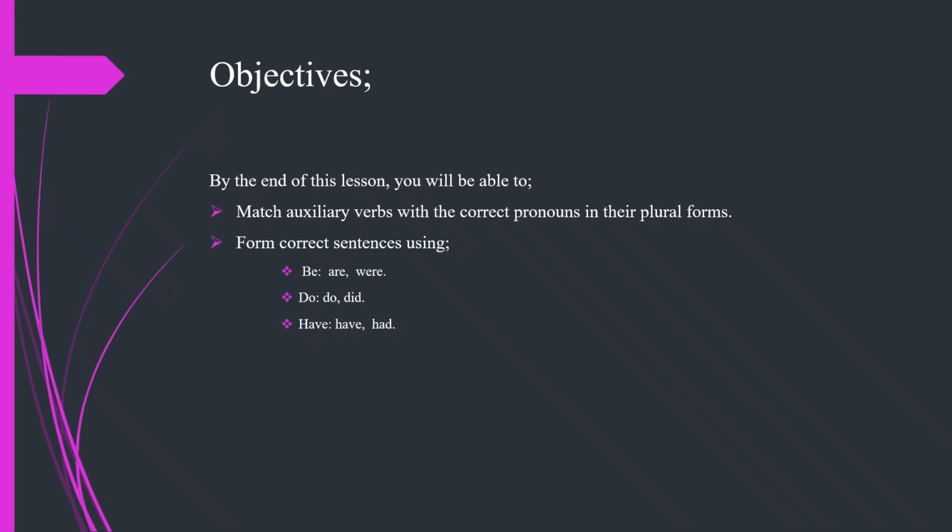The objectives for today's lesson include matching auxiliary verbs with the correct pronouns in their plural forms, then using the correct form of the auxiliary verbs in sentences under the verb forms be, do, and have.